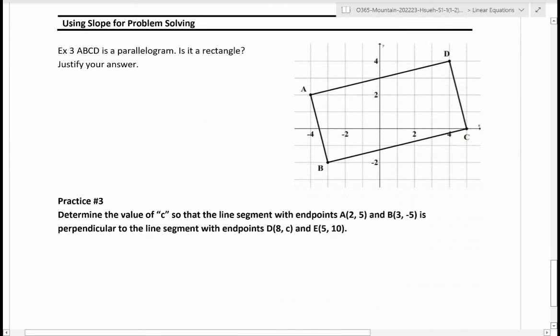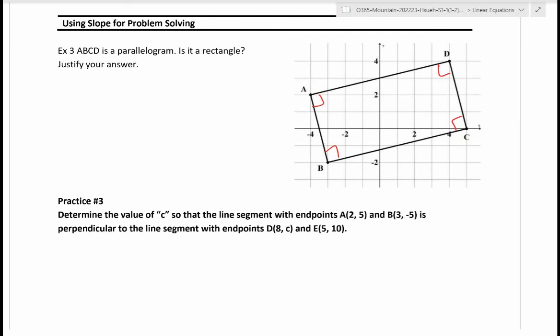Okay, so here we go. Example 3: ABCD is a parallelogram. Is this a rectangle or not? If it's a rectangle, then all the angles must be 90 degrees. That's what we need to check. If they are all right angles, then it must be a rectangle.